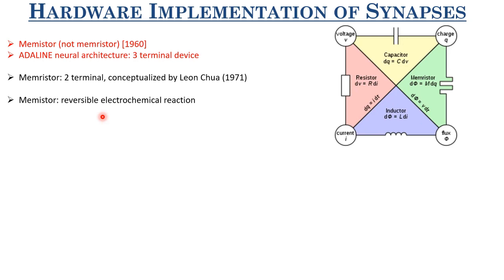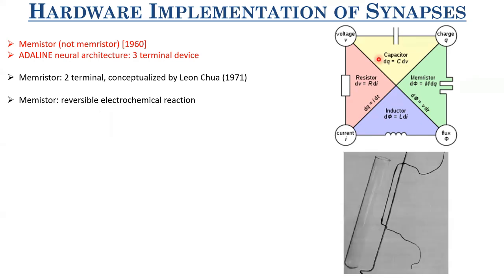The memristor, as I told, is based on a reversible electrochemical reaction. It's a three-terminal device. So what happens exactly here is, this is the test tube in which you fabricate your memristor. In this test tube, you fill a solution of copper sulfate and H2SO4. Then you dip a copper rod in this solution, and you dip a graphite rod in this solution. And then you have a copper wire, which is also dipped inside the solution.